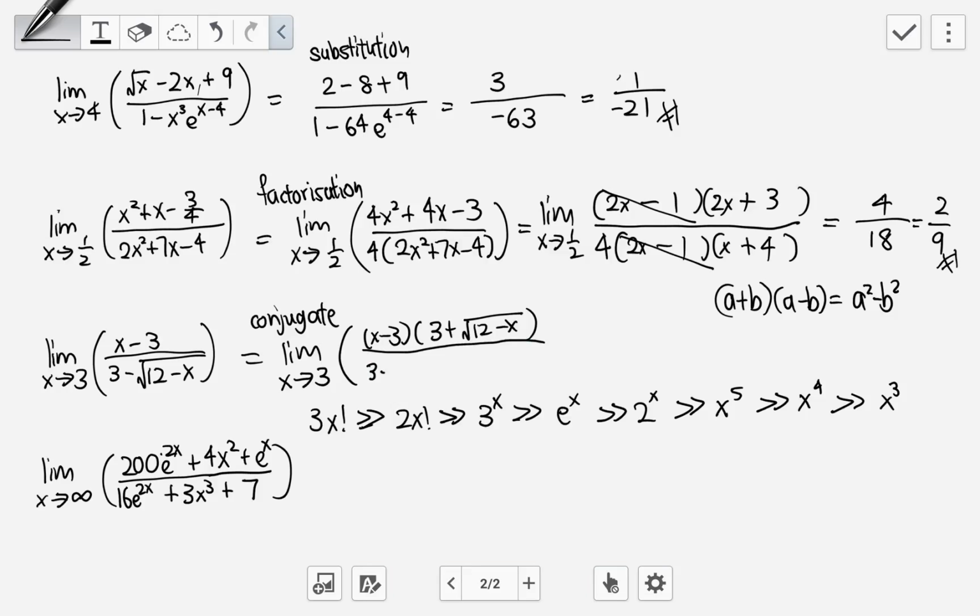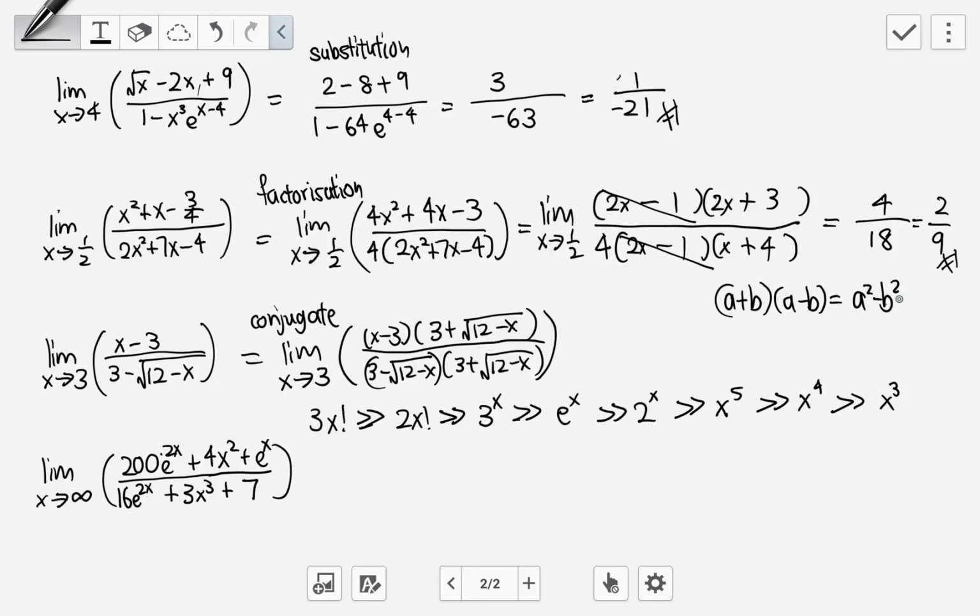So if I have a 3 minus root 12 minus x, and I multiply by the same term, 3 plus root 12 minus x, on top and below. Okay, this is the conjugate of this. So when these two are the same, I'm actually essentially multiplying by 1. I'm not changing this expression. But when I multiply this on top and below, what I achieve is that this is actually a minus b, a plus b.